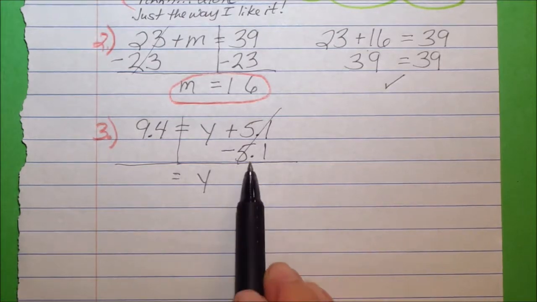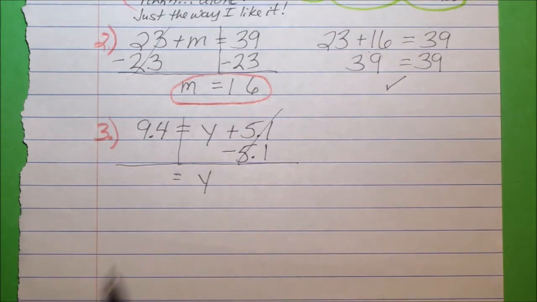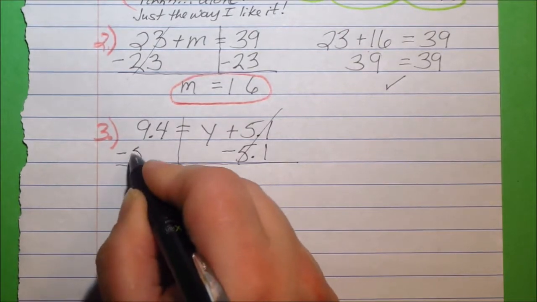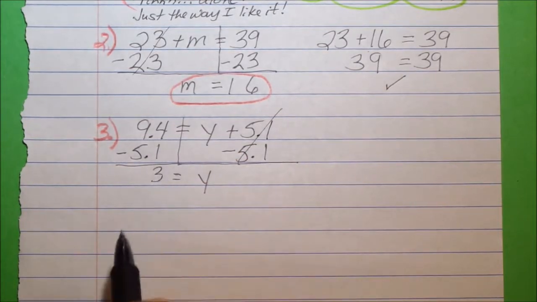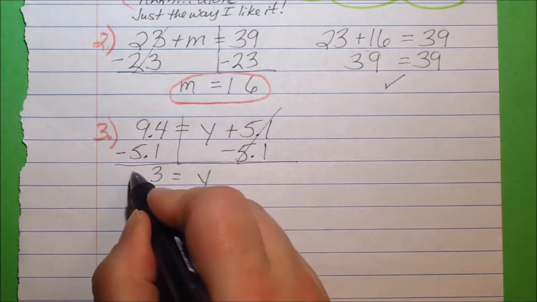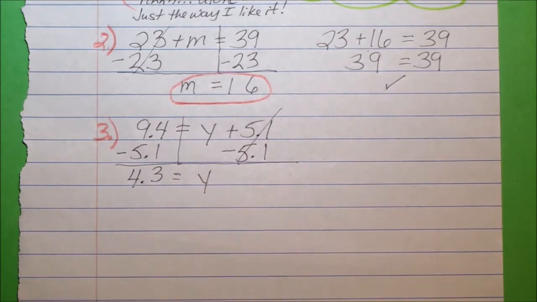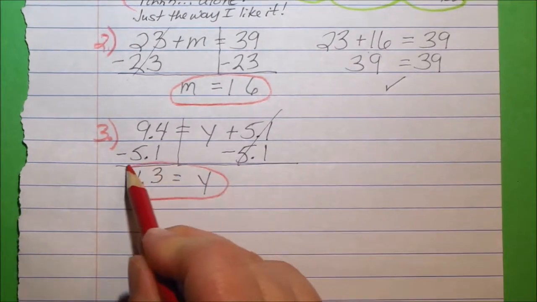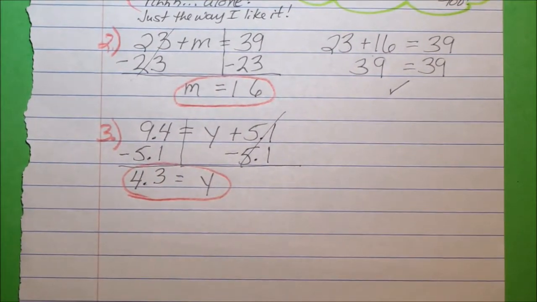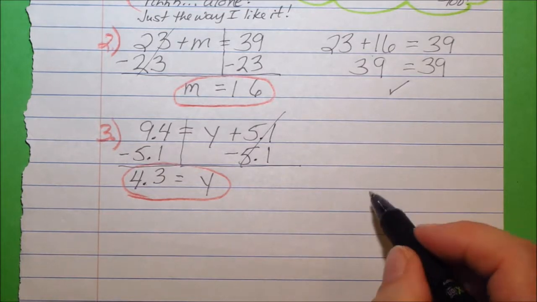But what we do to one side, we must do to the other. So I have to subtract 5 1/10 from this side also. 4 minus 1 is 3. 9 minus 5 is 4. And now I have a solution that y equals 4.3, 4 3/10. Right? All right, well, I think so, but I need to prove it. I need to check my solution.